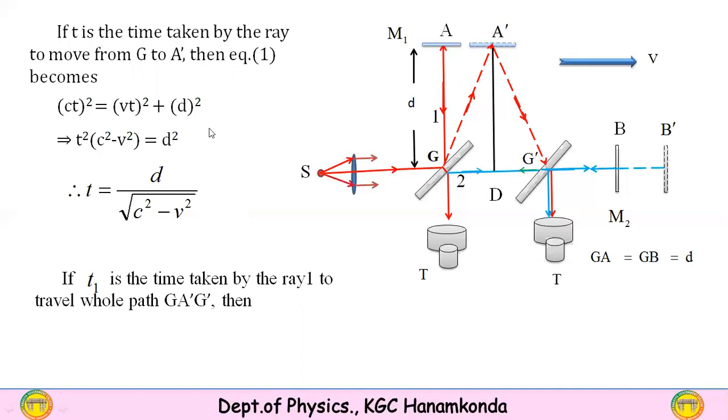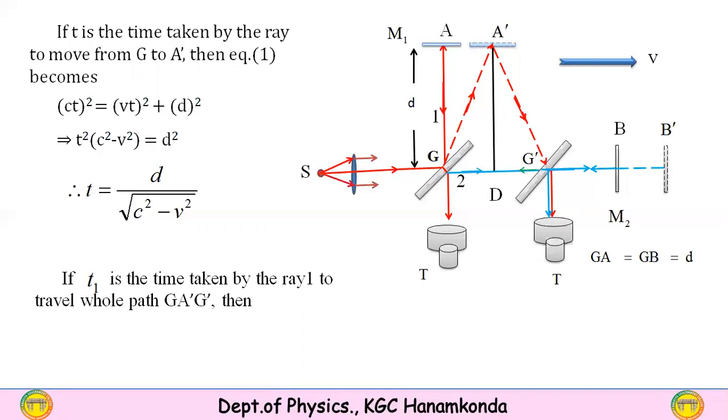So substituting all these values in equation 1, we get (ct) square equals (vt) square plus d square. From this equation, I am taking (vt) square to this side. Therefore, taking t square common, t square into (c square minus v square) equals d square. My intention here is to find what t is. Therefore, t square equals d square divided by (c square minus v square), taking square root on both sides. Therefore, t equals d divided by under root of (c square minus v square).